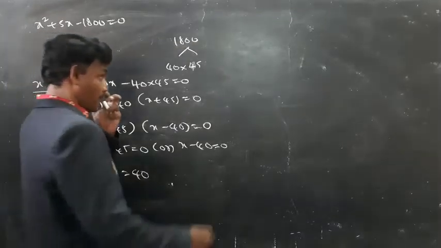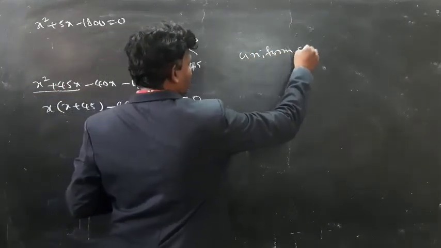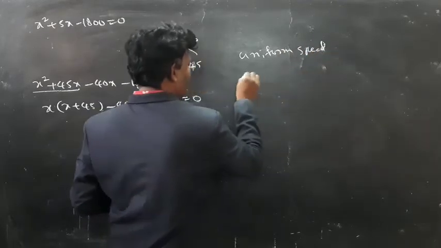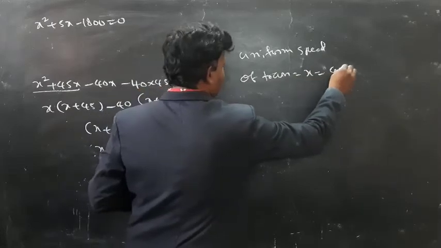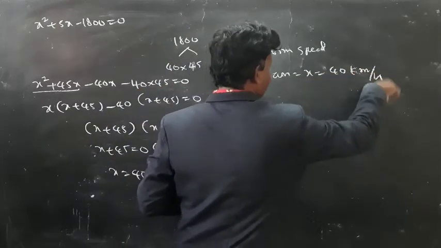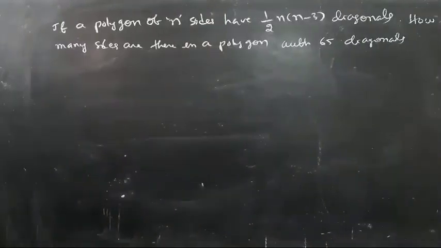40 means the uniform speed of the train, x, is equal to 40 kilometers per hour. So the train is running with a speed of 40 kilometers per hour.